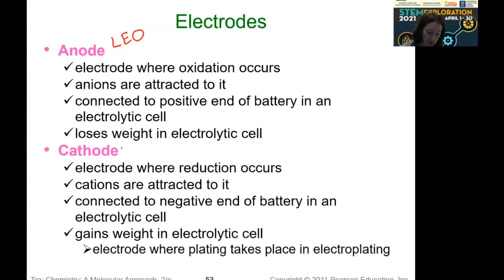A cathode, red cat, right? Leo the red cat goes grr, right? Cathode, reduction happens at the cathode, right? Grr, gain electrons, reduce. This is where reduction occurs. The cations are attracted to it. What do I mean by that?